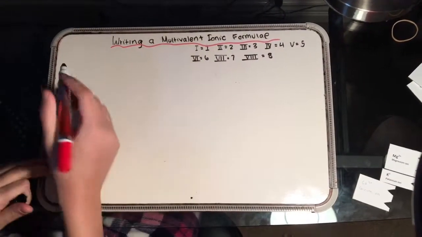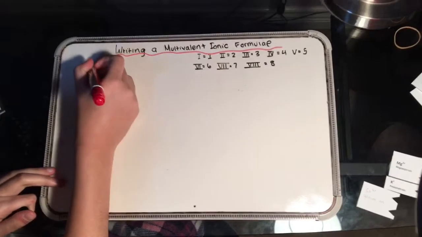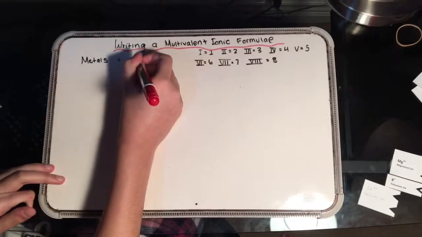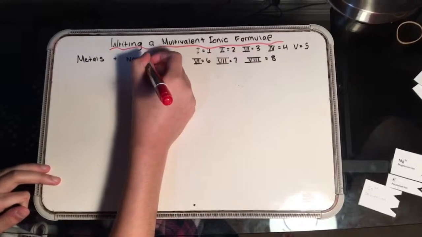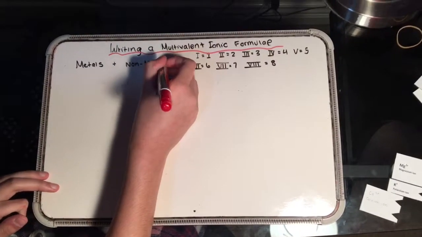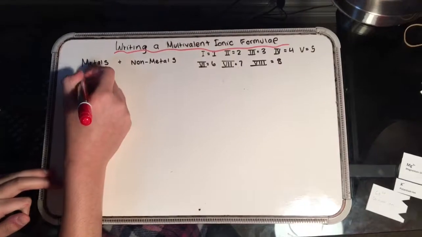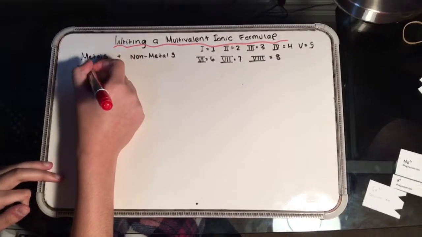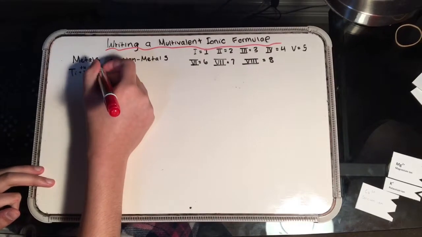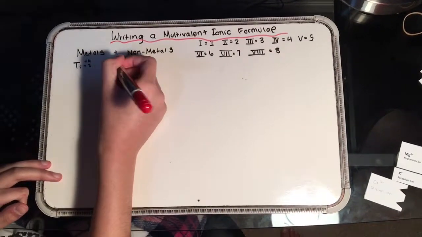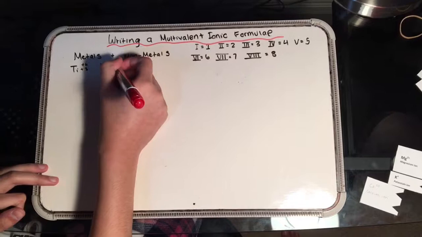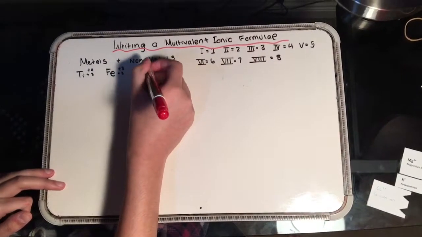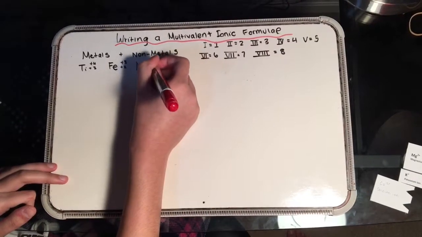Now we will be learning how to write multivalent ionic formulae. This is when we combine a metal and a non-metal, but the metal being used can form more than one possible charge. Roman numerals are used to indicate which charge is being used. Some examples of multivalent metals, which is a metal with more than one ionic charge, are iron, titanium, and nickel. So all of these elements have more than one possible charge.